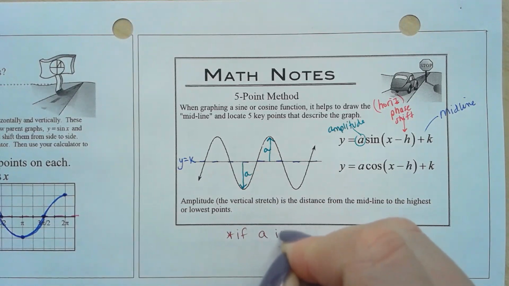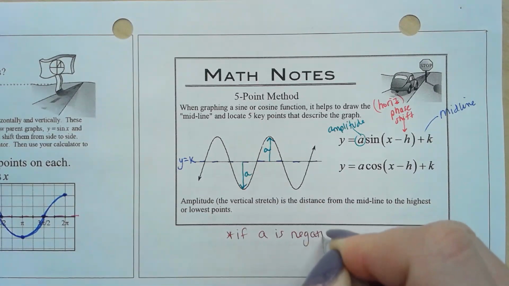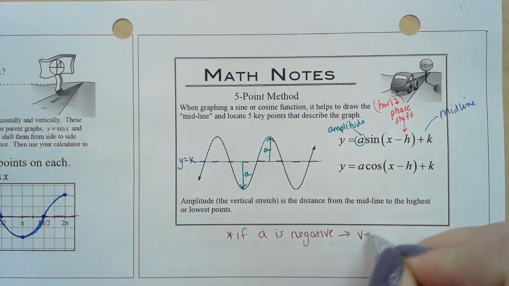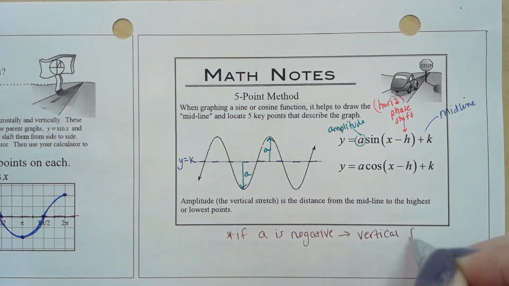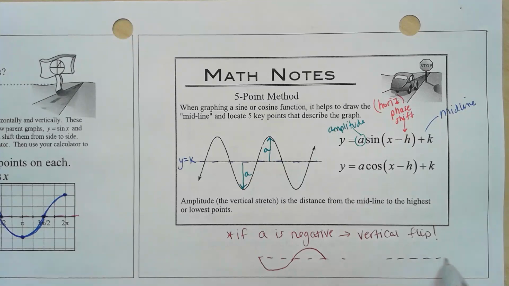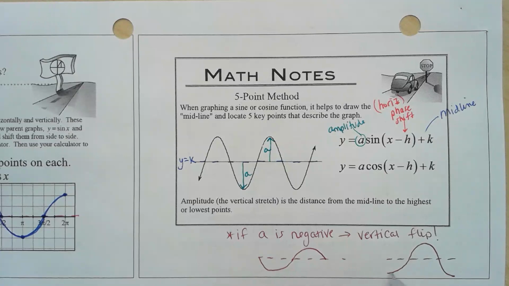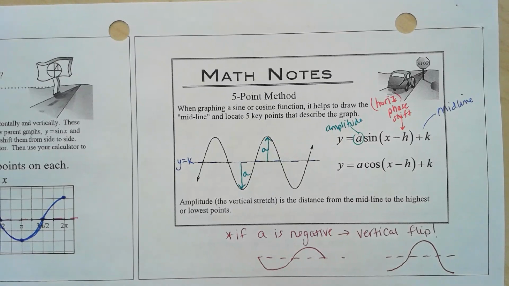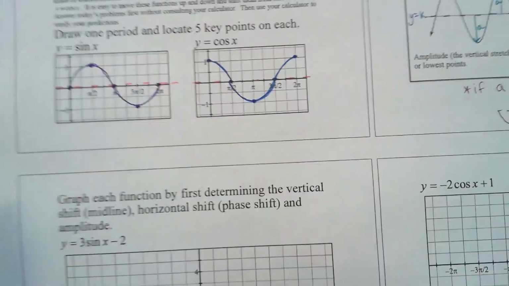If A is negative, we have a vertical flip, which means instead of a sine graph going up first, it's going to go down first. Or instead of a cosine starting at the top, it's going to start at the bottom. Okay? All right. So let's put all this together.